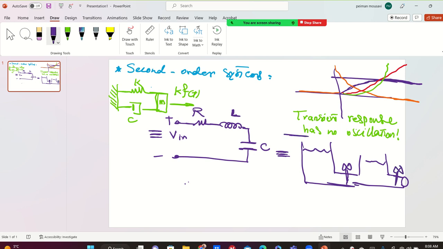a tank of water in series. H1, H2, R for tank 1 as a resistor, R for tank 2 as the valve, CT1, CT2, Q in and Q out. All of these are second order systems, and they are the same system. They have the same dynamics.